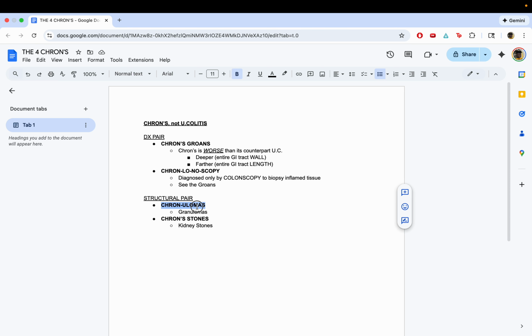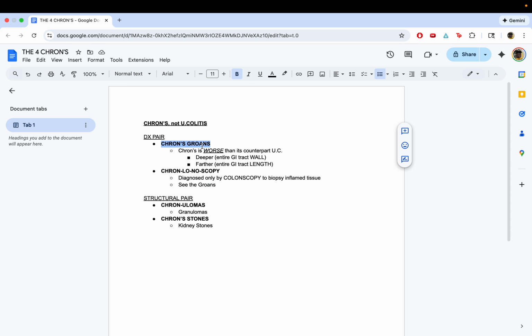They're the easy ones. Chron-ulomas is just to remember that granulomas are associated with Crohn's disease. If they have granulomas, it's automatically Crohn's and not ulcerative colitis. Crohn's stones is the next one. If they have kidney stones, it's automatically Crohn's and not ulcerative colitis. That's a big association for Crohn's. Kidney stones are the most common kind of stones you can have, so it's easy to remember that it's kidney stones it's talking about if you tell yourself Crohn's stones. So that's a rhyme. Then I'll do these two next.